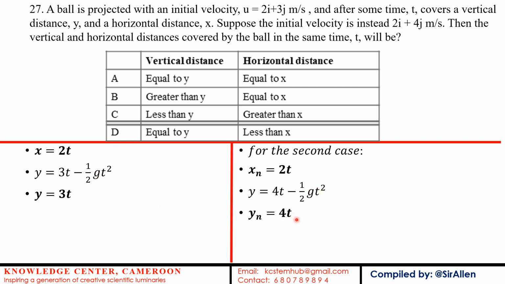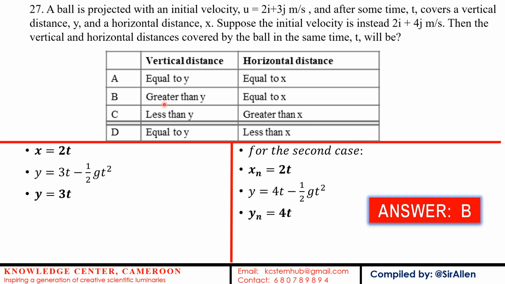Then you notice that our y new will be 4t. Our x new is equal to our old x, 2t, 2t. Our y new is 4t, our y old is 3t. So y new is greater. So our answer is B, okay? y greater than, x equal to.